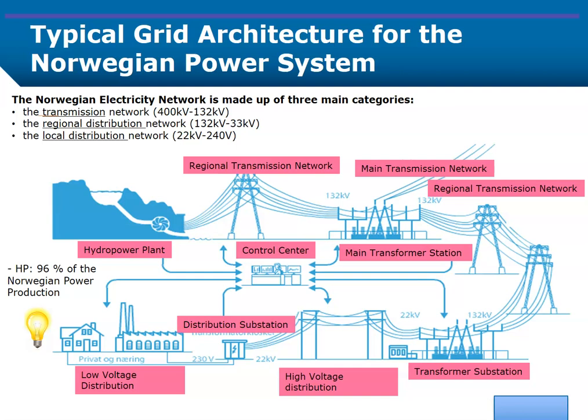Here you can see the overview, typically from Norway. We have a hydropower plant, with about 96% of Norwegian power production coming from hydropower. We typically have a step-up transformer sending power through the regional transmission network, and then to several main transformer stations, transformer substations, where of course we transform it down to 22 kV. We also have some 11 kV systems, and then down to the low-voltage distribution network.